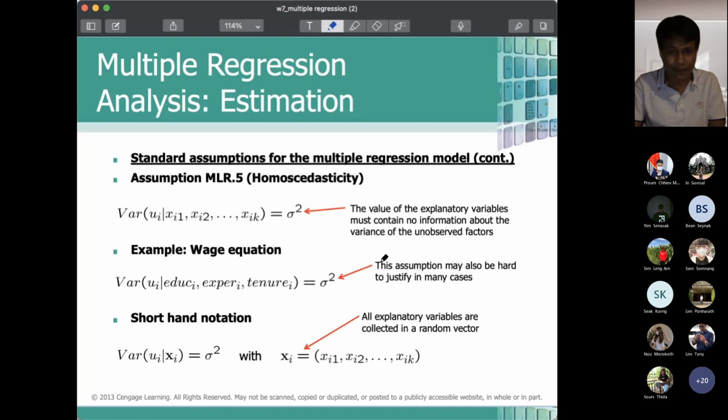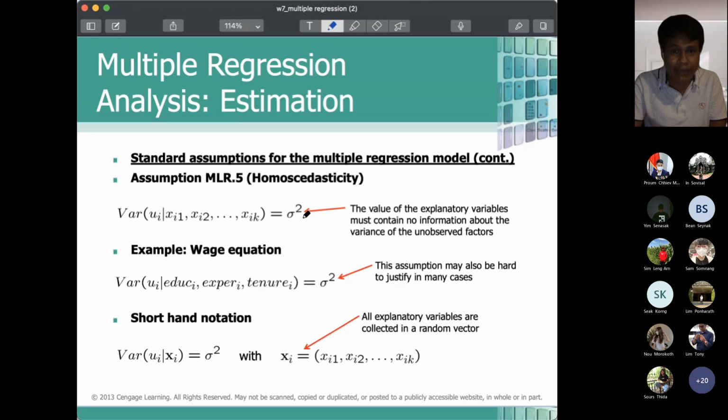So the homoscedasticity assumption tells you that the variance of the error term, or error variance, is constant. It does not depend on any x. It is not conditional on any x. So here the variance of u given x1 until xk should equal sigma squared. What it means is that it should be constant. The variance should not correlate with any of the x.